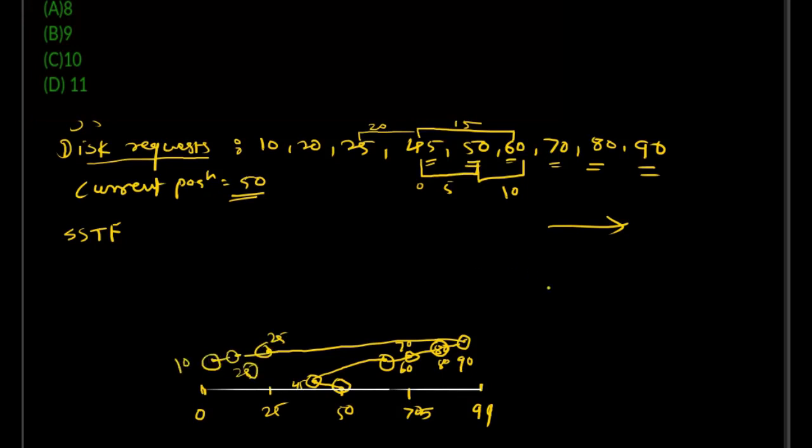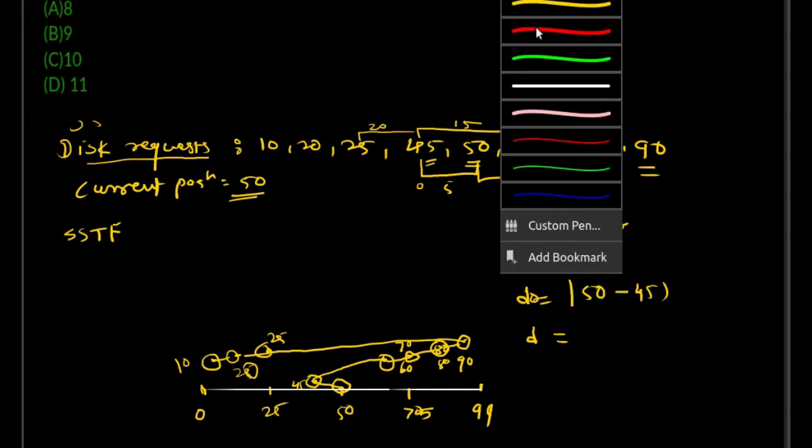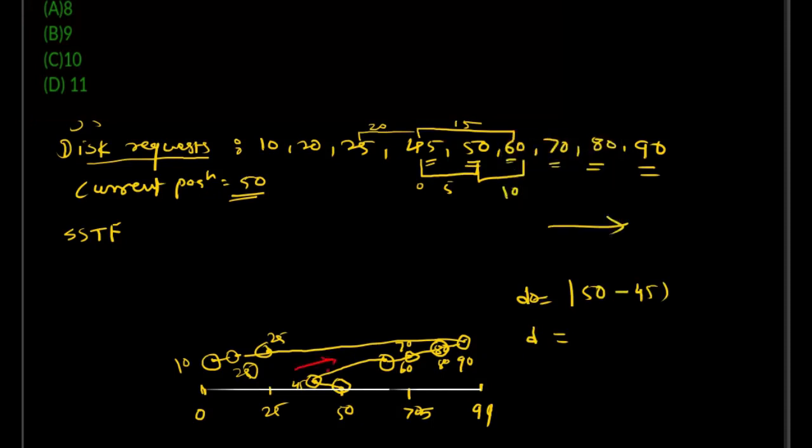Now calculate the distance. The first distance is from the current request, that is 50, to 45. D equals current is 50, next is 45. Next D equals from 45 onwards; here there is no change in the direction. From 45 onwards there is no change in the direction up to 90.